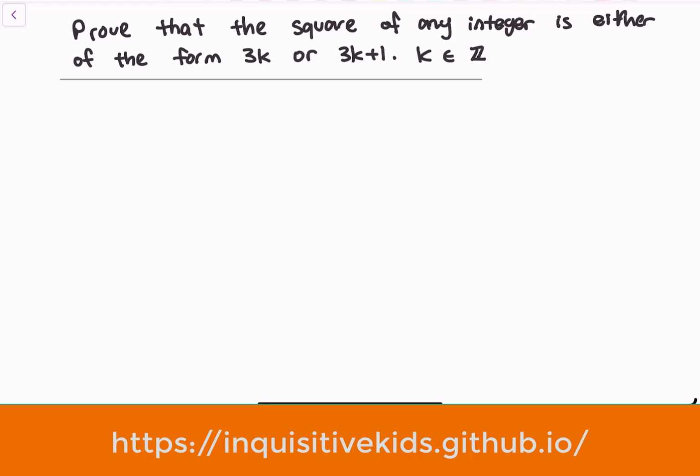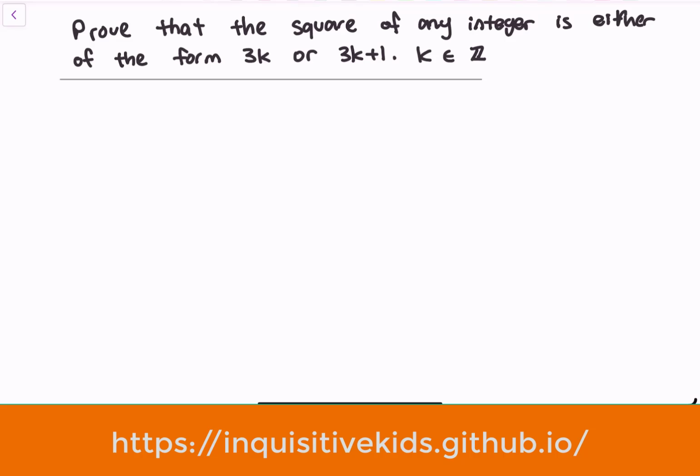In this video, we will be proving that the square of any integer, or any perfect square, can be written in the form of 3k or 3k plus 1, as k is an integer. What we're trying to prove is that any square is either a multiple of 3 or one more than a multiple of 3. So how can we prove that?